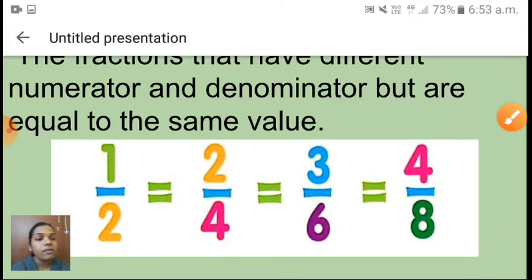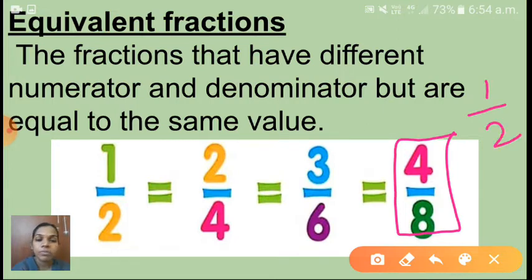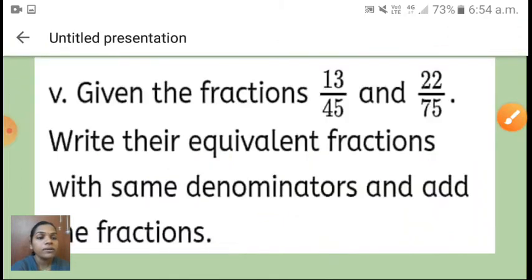Okay, see here, children, the value of this 4 upon 8. Yes, we can simplify this fraction. When we simplify this fraction, the final answer is what? 1 upon 2. Now take 2 upon 4. Yes, we can simplify 2 upon 4. If you simplify, you will get what? 1 upon 2. Okay, children. So equivalent fractions means fractions that have different numerators and denominators, but the value is the same, equal to the same value. Those fractions are called what? Equivalent fractions.